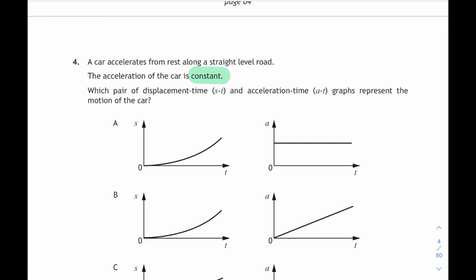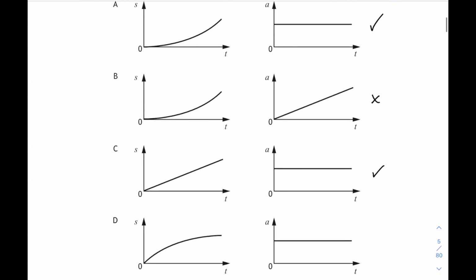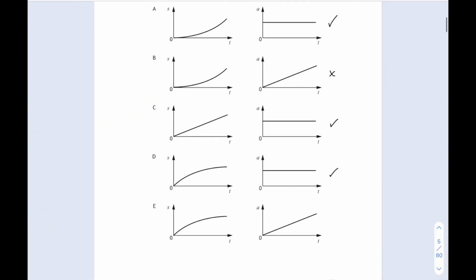Question 4, we're asked which pair of graphs represents the motion of the car. It's a car that's got an acceleration that is constant. Constant acceleration means the acceleration time graph will be a horizontal straight line. So it could be A, it could be C, it could be D.